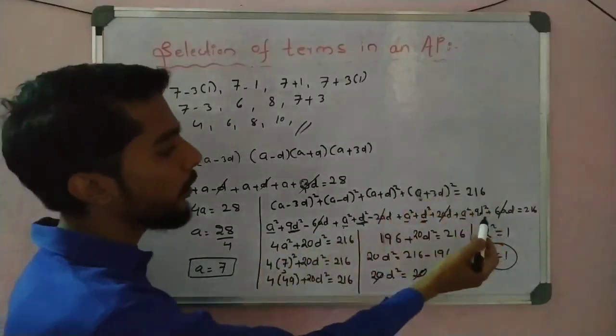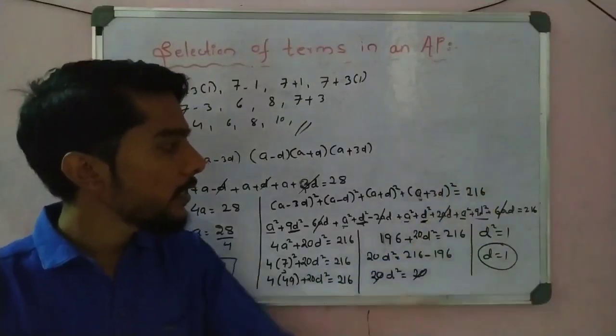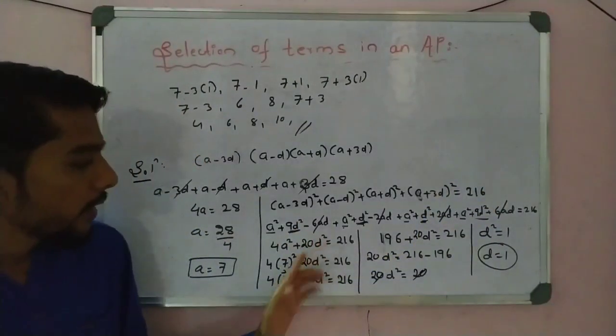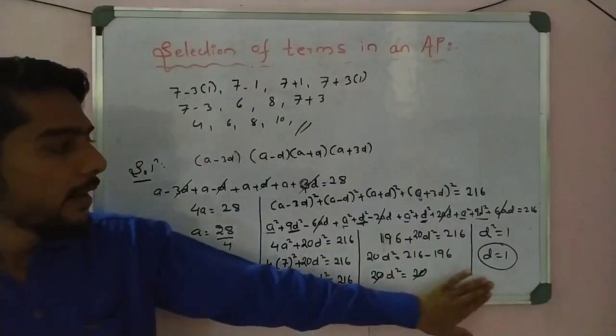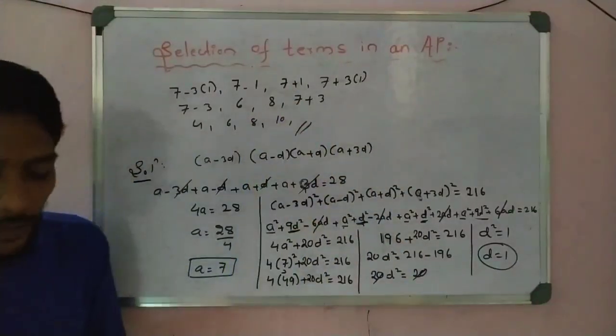See this carefully. I made a mistake here; I can write d square, that is 3d square also means 9d square, so we get 20d square. After simplification we get d and we get a, and we put that a and d value in this equation to get the numbers.